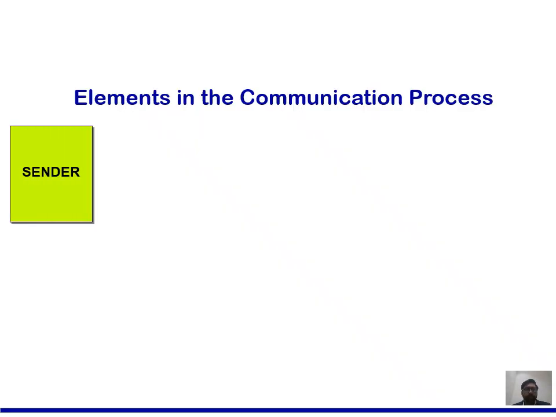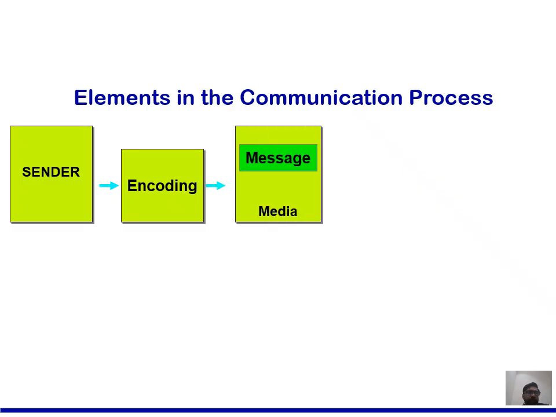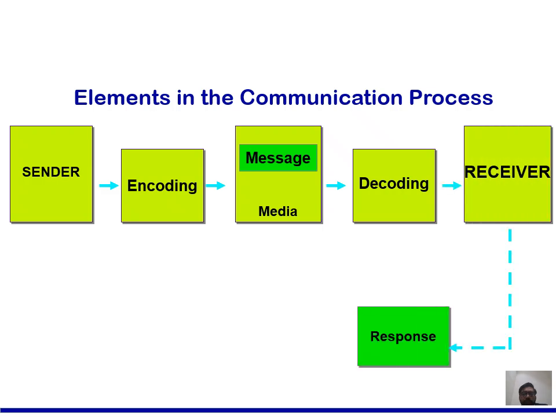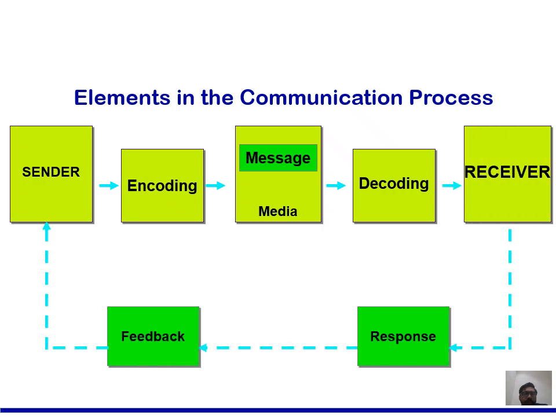Let's talk about some elements in the marketing communication process. Before that, we'll talk about the communication process and relate this process with integrated marketing communication. Now, as you can see, there are elements like sender, encoding, message or media, decoding, receiver, then response and feedback. Finally, it is connected to the sender.